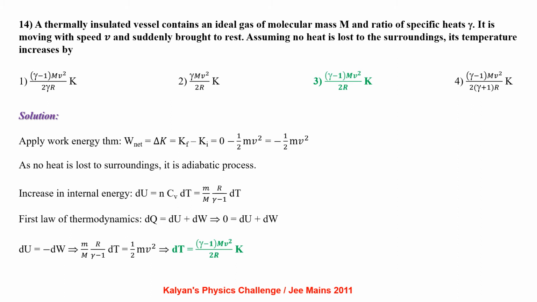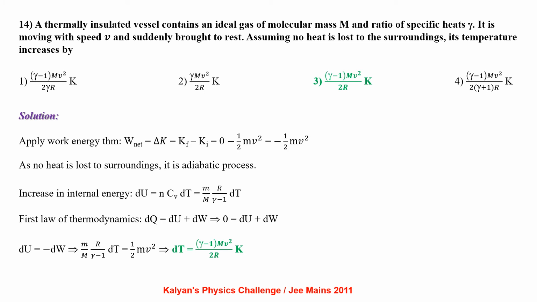Here we can apply the work energy theorem, W net equal to delta K, that is K final minus K initial. As the cylinder is stopped, the final kinetic energy is 0, and the initial kinetic energy is half m v square. So W net equal to minus half m v square. As no heat is lost to the surroundings, it can be taken as an adiabatic process. The increase in internal energy can be written as dU equal to n Cv dT, that is number of moles is mass by gram molecular mass, Cv is R by gamma minus 1, and dT.